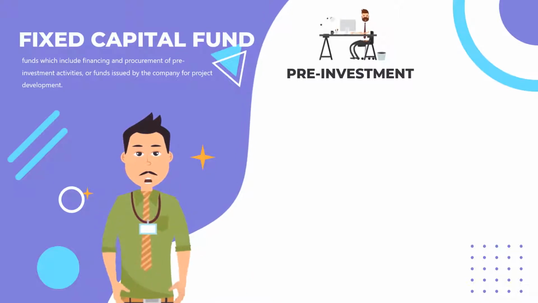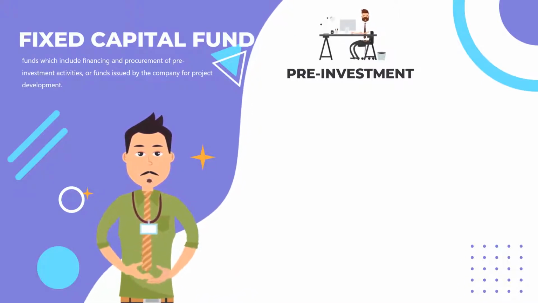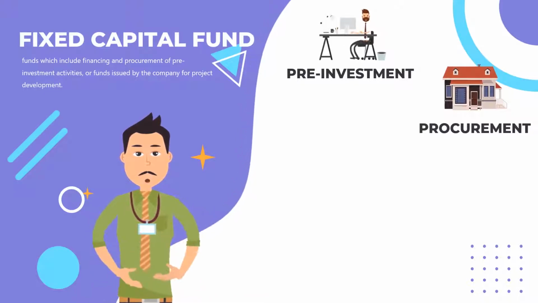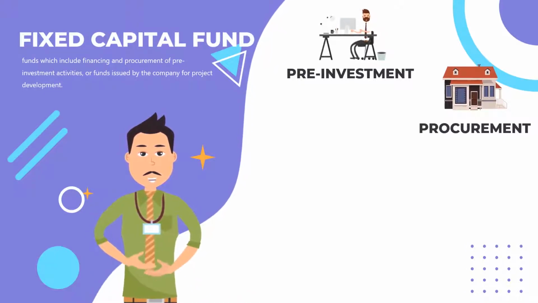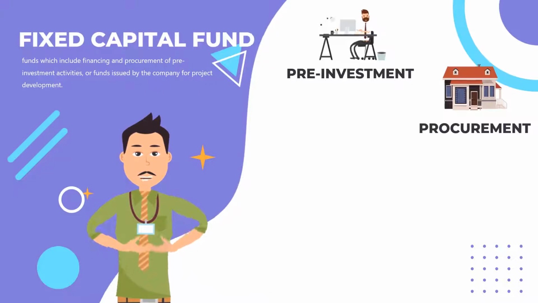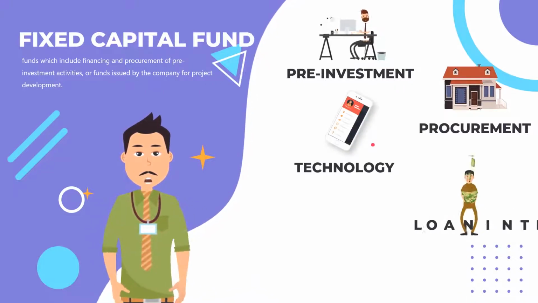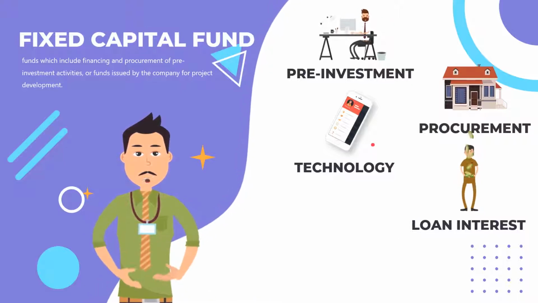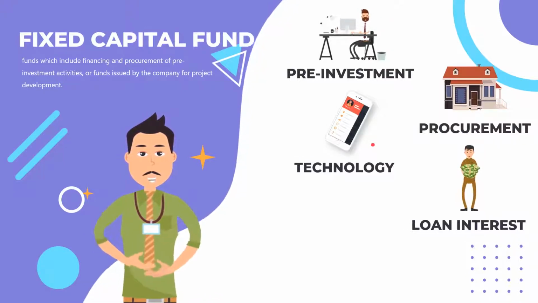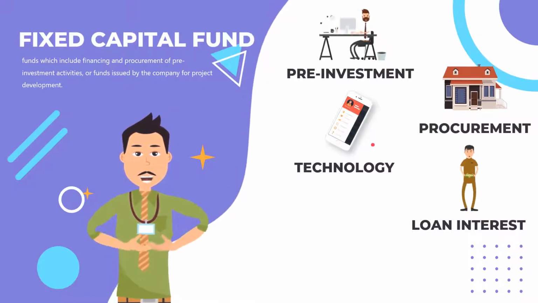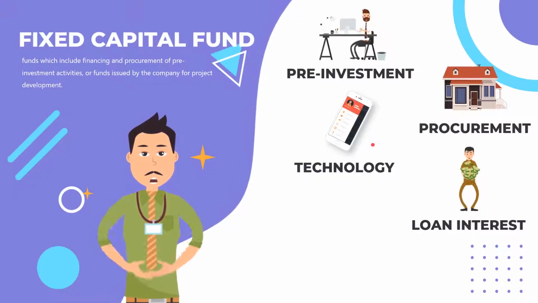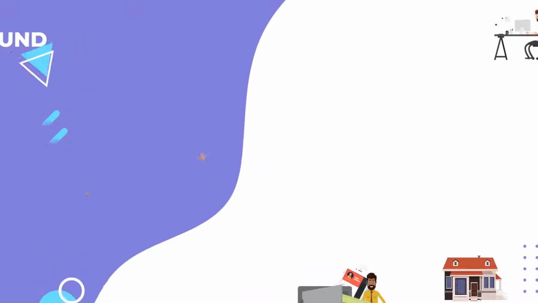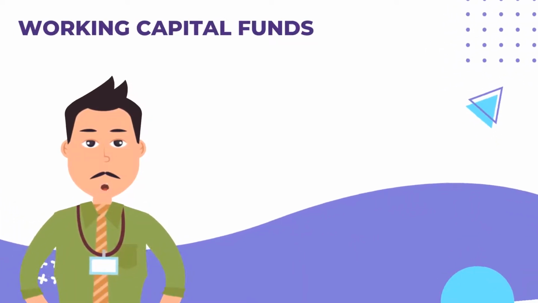1. Pre-investment licensing, research study, and partner evaluation. 2. Procurement costs such as land, buildings, machinery and equipment as well as vehicles. 3. Cost for procurement of fixed capital and technology. 4. Loan interest costs during the period of project development, for example, paid if you make a debt or credit to finance the project. 5. Unexpected costs.